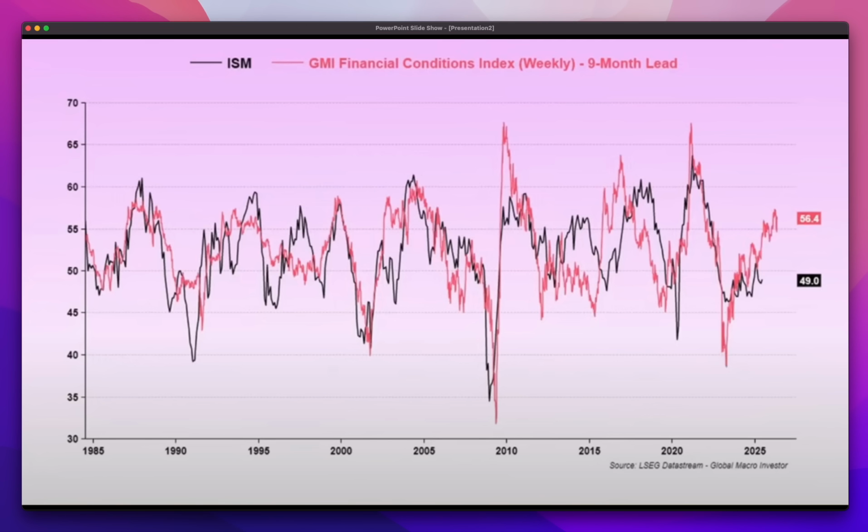Especially when they have their forward-looking indicators, they look at the dollar, they look at liquidity, and they are able to project out where the ISM is headed. In this case, it has a 9-month lead. So it's a pretty good forward-looking indicator, which I think can be helpful for us to navigate this complex market environment.